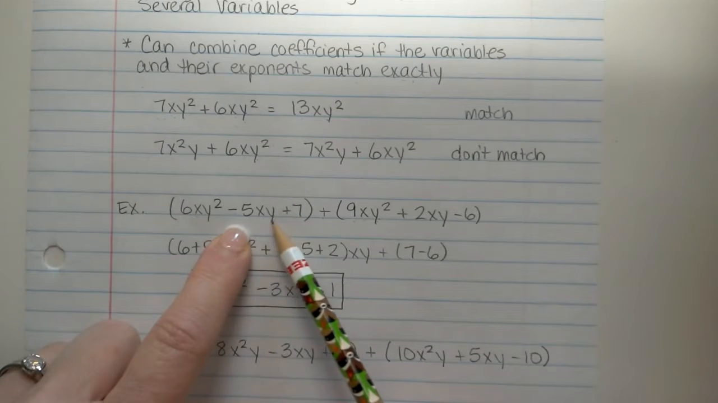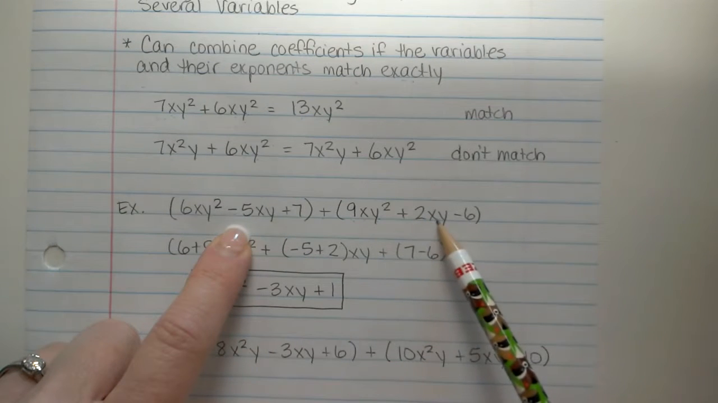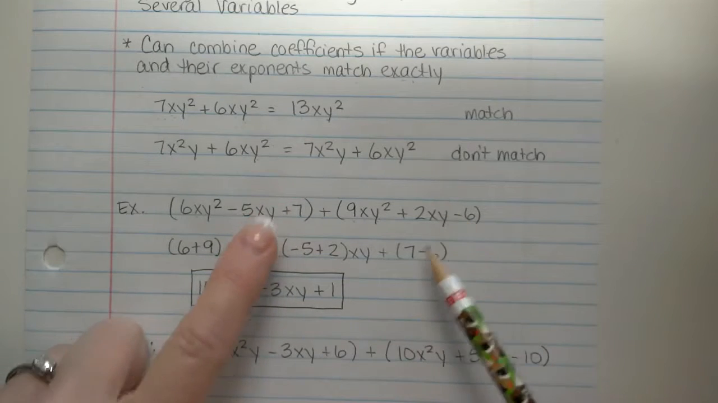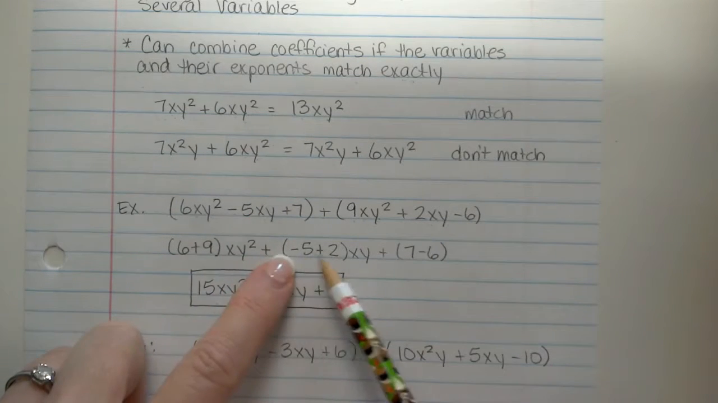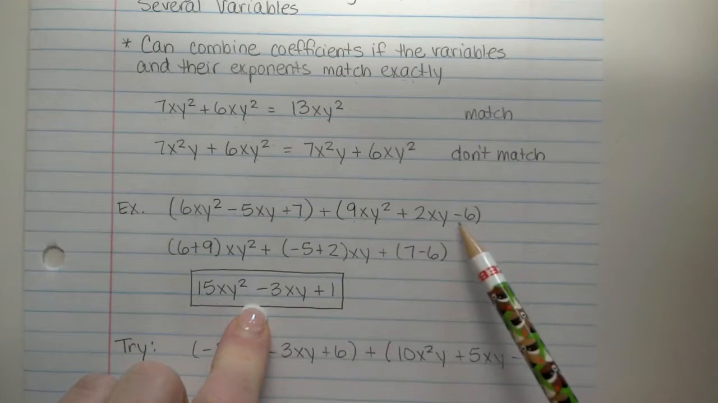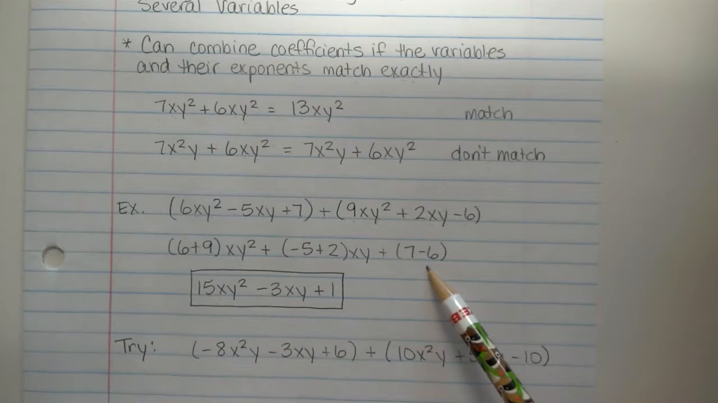We've got negative 5 xy's, and we've got positive 2 xy's. The x's match, the y's match, the exponents match, so I can combine the negative 5 and the 2 to get negative 3. The 7 is a constant, the negative 6 is a constant, so we can put those together, and we get 1 as our answer.